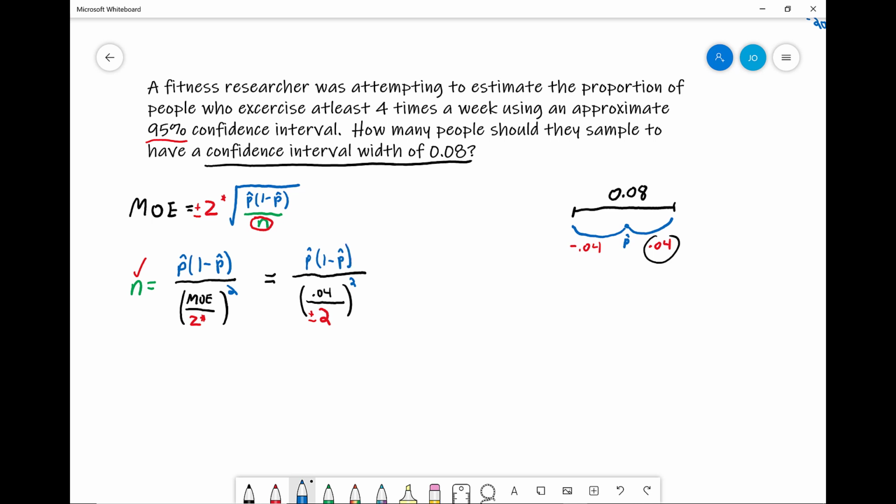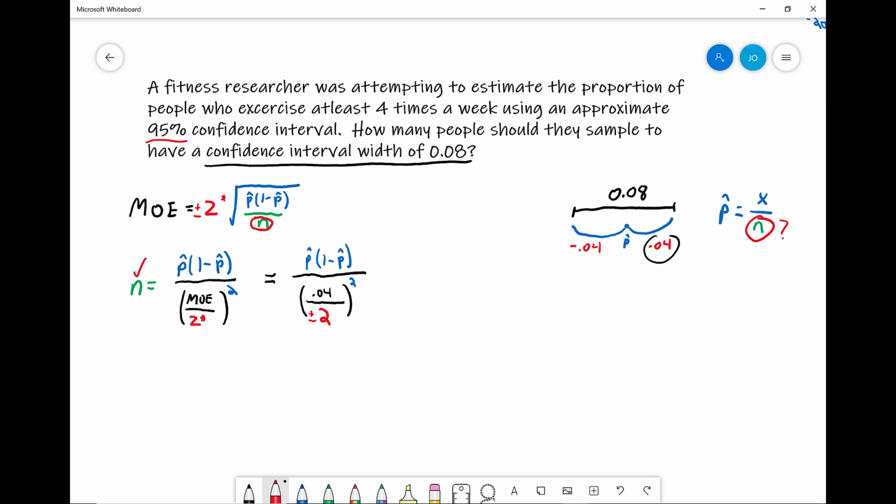Because p hat is our sample proportion. Well, how do we calculate our sample proportion? Well, we take the number of successes over our sample size. What are we trying to solve for? Our sample size. We don't know this value.